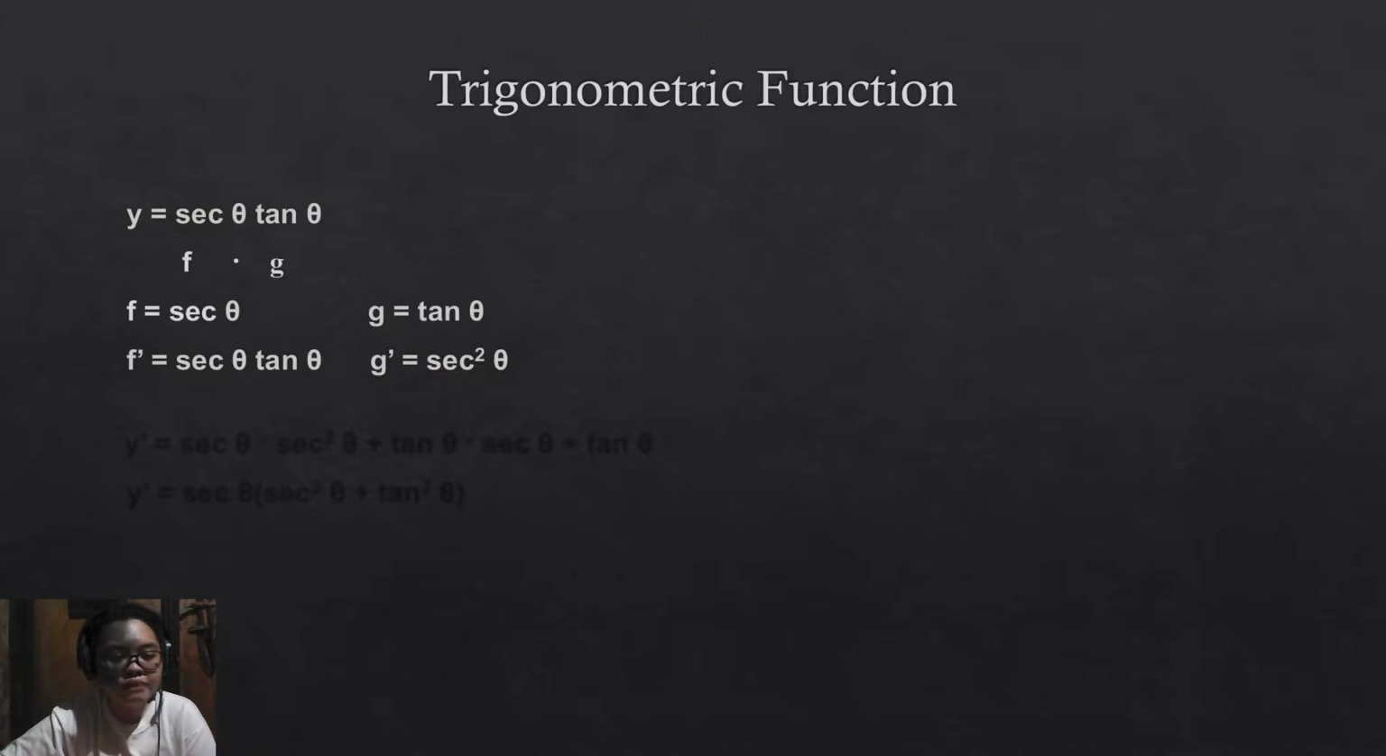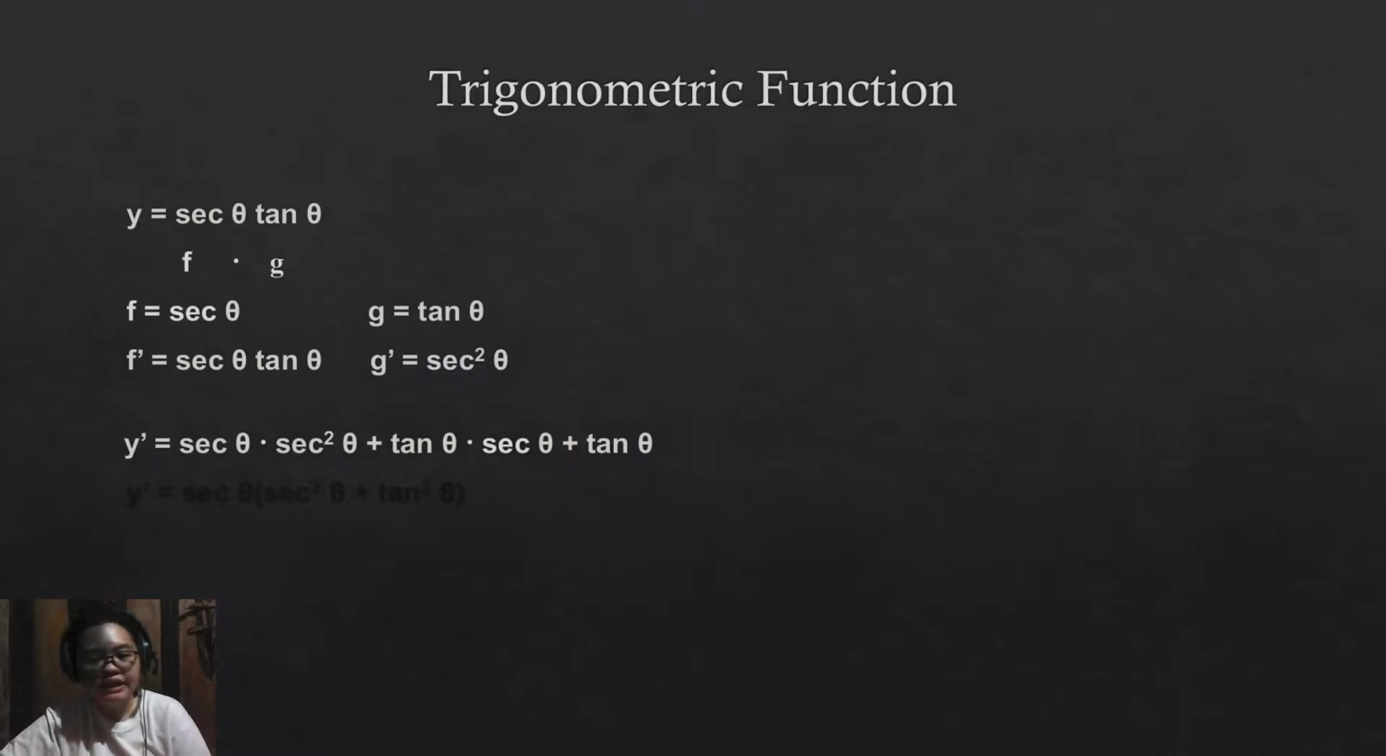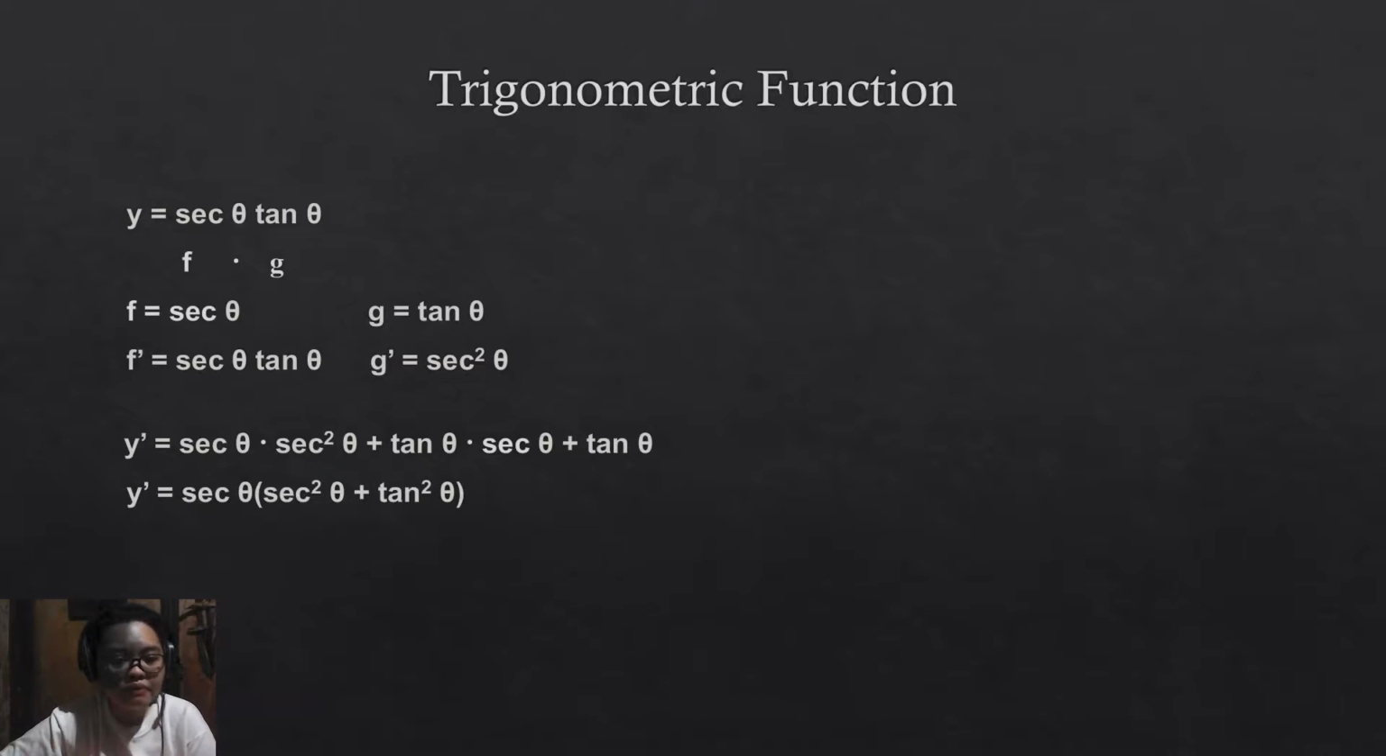So we'll have to simplify our equation further. We'll have y prime equals sec theta times sec squared theta plus tan theta times sec theta tan theta. As we can see here, we can factor out our sec theta to simplify it further. So we'll have y prime equals sec theta times (sec squared theta plus tan squared theta), and this will be our final answer.